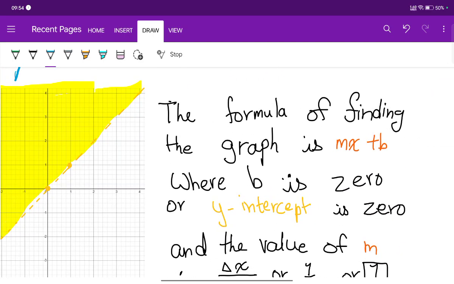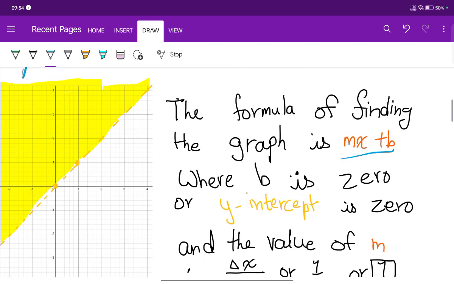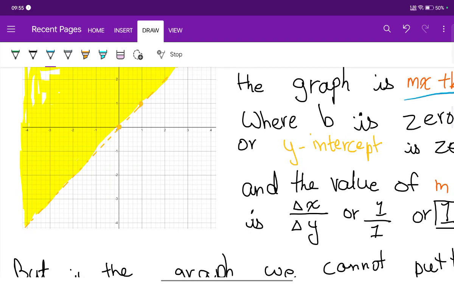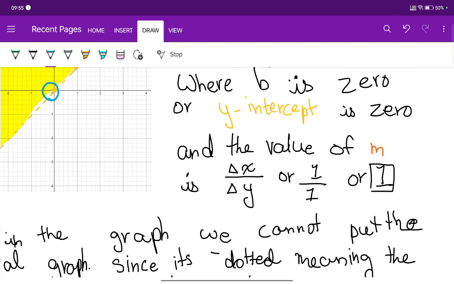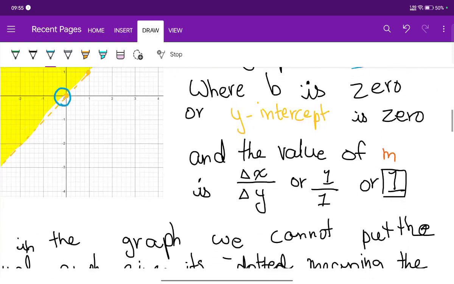So the formula of finding the graph is mx plus b. We got a graph here. Let's find its formula. Where b is 0, or y-intercept is 0. Meaning, as you can see, the m is 0. Or y-intercept. And we will see what is the meaning of y-intercept.